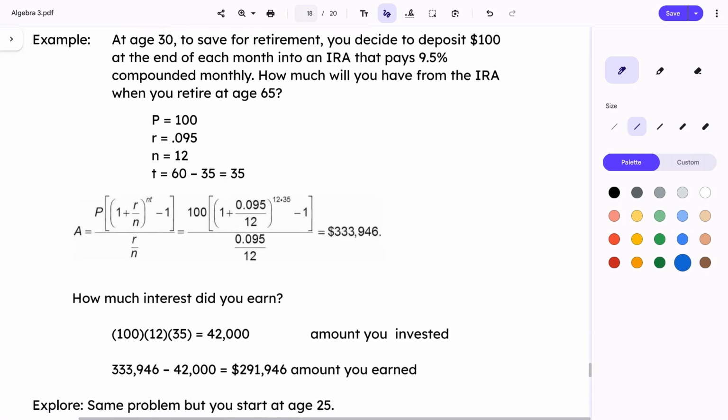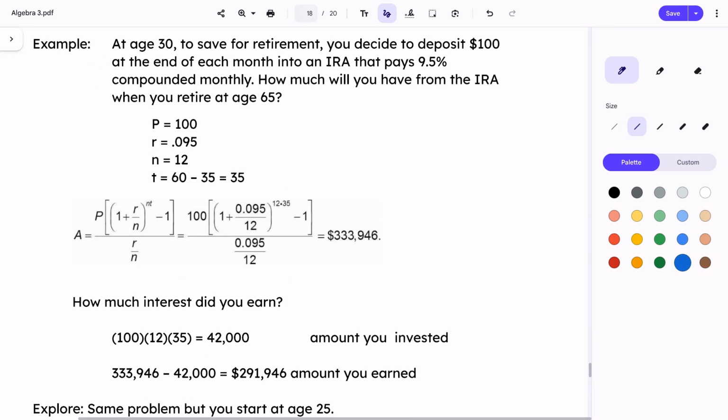So for example, at age 30, you decide you're going to start saving some extra money for retirement. You're going to deposit $100 at the end of each month into an IRA that pays 9.5%, compounded monthly. How much will you have from the IRA when you retire at age 65? So this is 35 years that you're going to deposit $100 every month into this account.